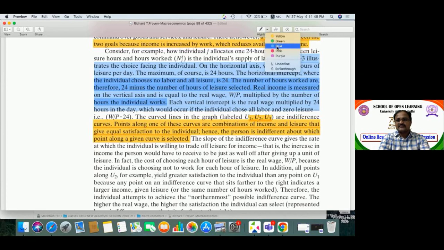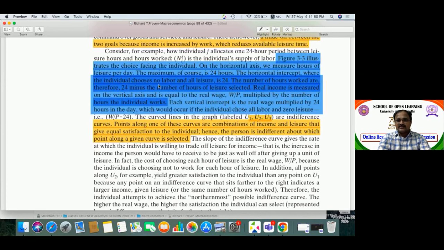I can highlight it here, dear students. So look at it here. Figure 3.3 illustrates the choice facing the individual. On the horizontal axis, that is the x-axis, we measure the hours of leisure per day, and the maximum is 24 hours. The horizontal intercept, where the individual chooses no labor, all leisure, is 24 hours. The number of hours worked is therefore 24 minus the number of hours of leisure selected.